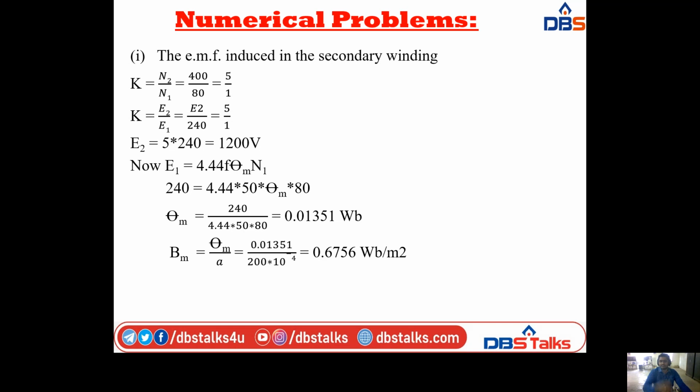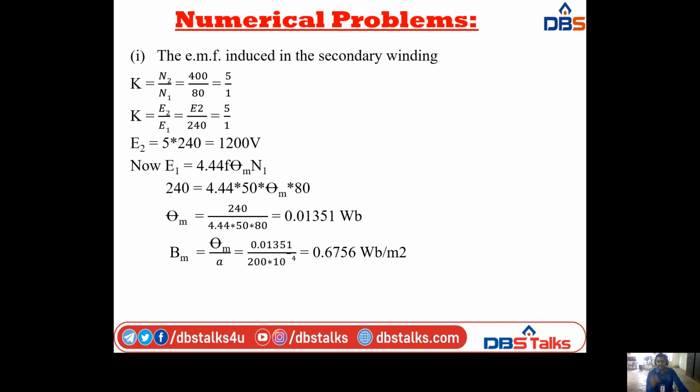From this we have to calculate the E2 value. That's why I am taking E2 by 240, since they have already given the primary winding voltage E1 as 240 in the problem. Substitute here, and that is equal to 5 by 1, the transformation ratio we already calculated. So E2 by 240 is equal to 5 by 1, and from this E2 is equal to 5 into 240. Finally, the induced EMF in the secondary winding is 1200 volts. This is for the first case.